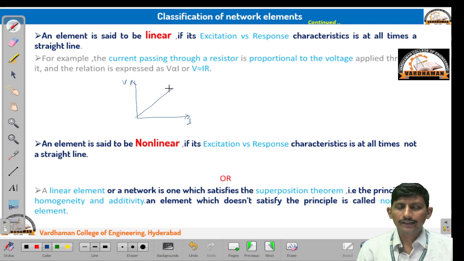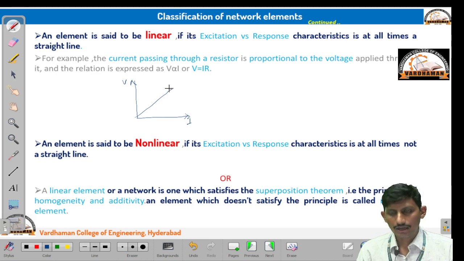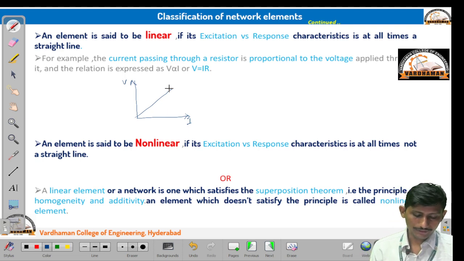Then any element whose relation between this excitation and response is non-linear, that element is called a non-linear element. So, in the earlier example, voltage is the excitation and it is producing a current, so current is the response. In a more formal definition, any linear element is said to follow the superposition theorem. Also, it follows homogeneity and additivity properties. We will discuss these properties again in next classes.